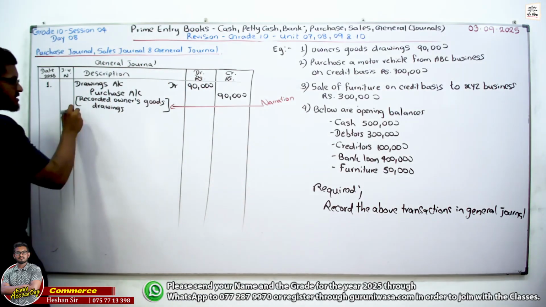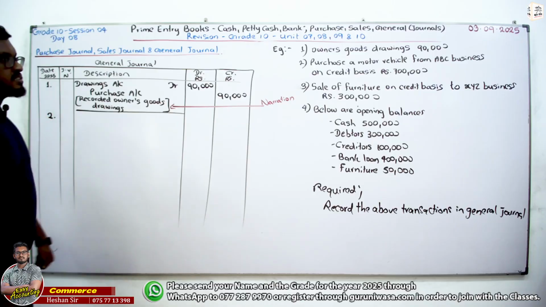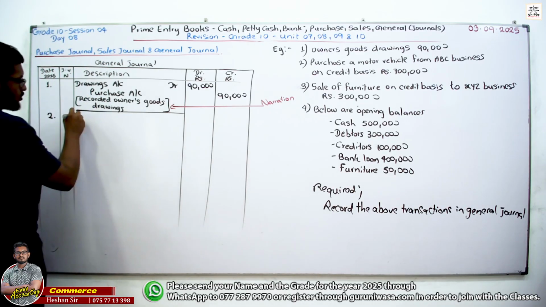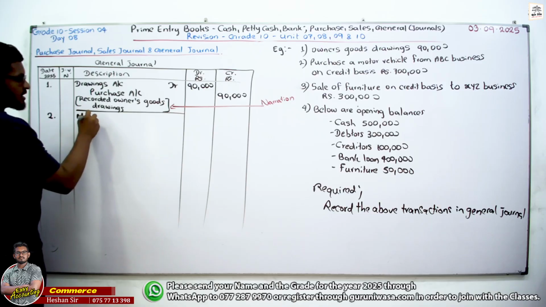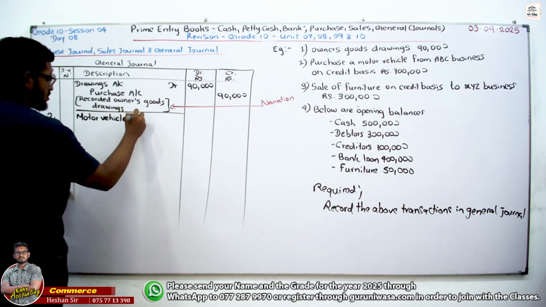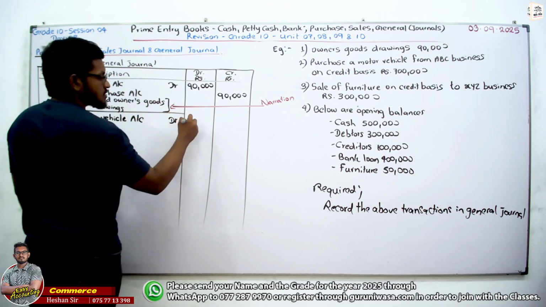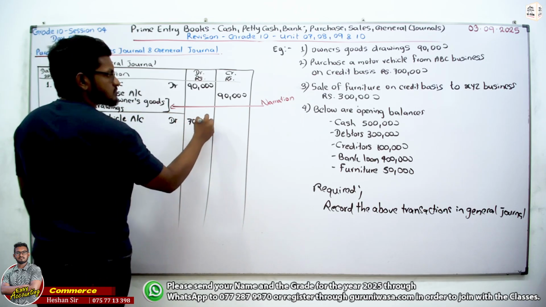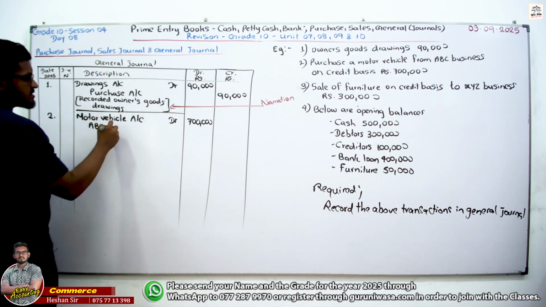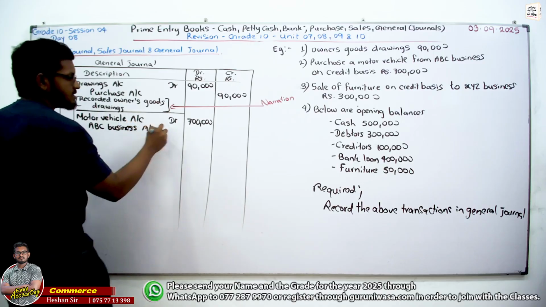Number 2: purchase a motor vehicle from ABC business on credit basis. Motor vehicle account debit 700,000. ABC business account credit 700,000.